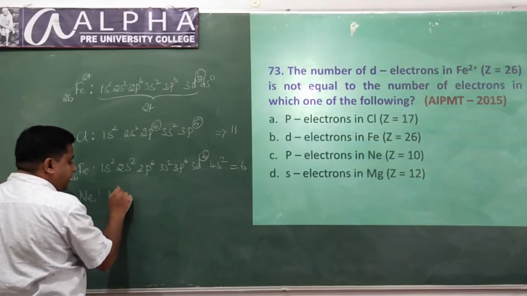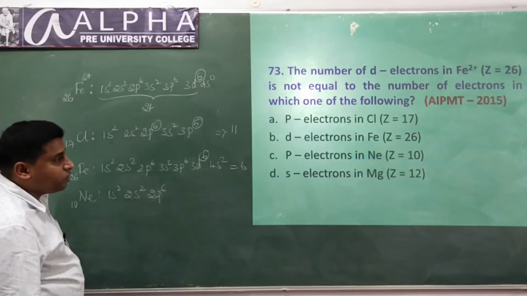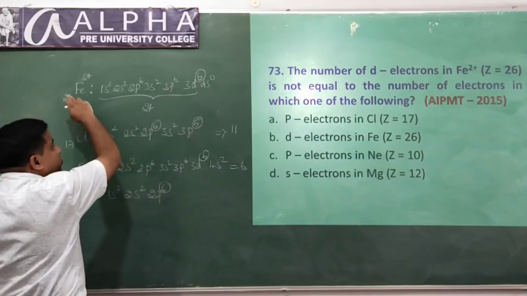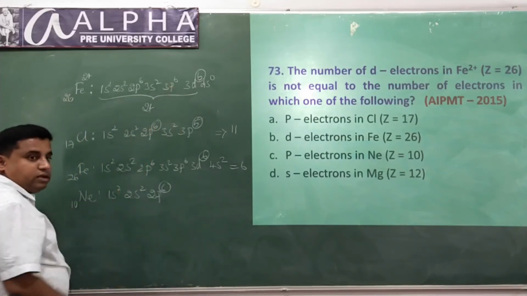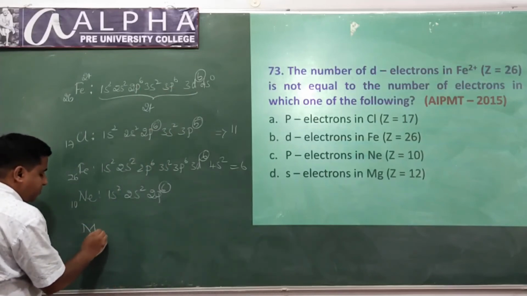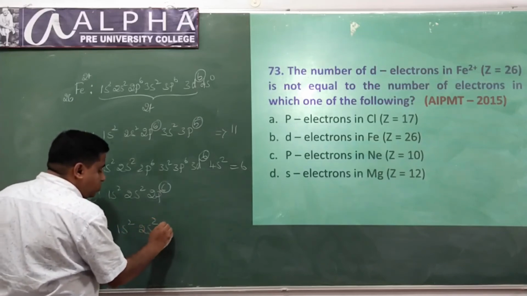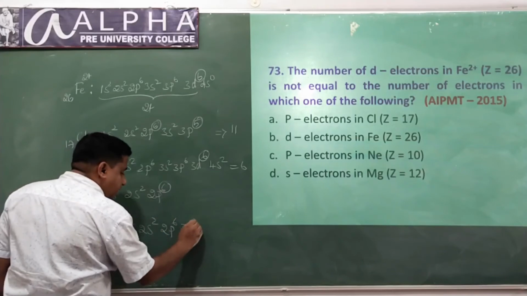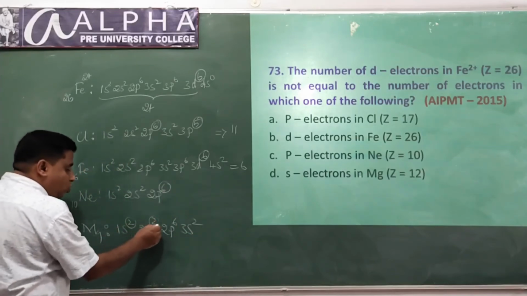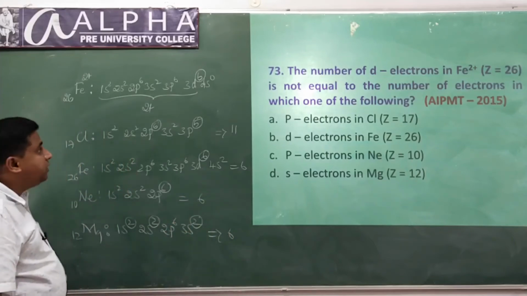Its electronic configuration is 1s2, 2s2, 2p6. How many p electrons in neon? 6. The d electrons in Fe2+ are 6, so they are equal. Next, s electrons in magnesium. The atomic number of magnesium is 12. Its electronic configuration is 1s2, 2s2, 2p6, 3s2. The total number of s electrons in magnesium: 2, 4, 6. Total it is 6.